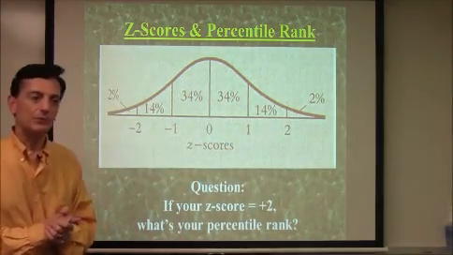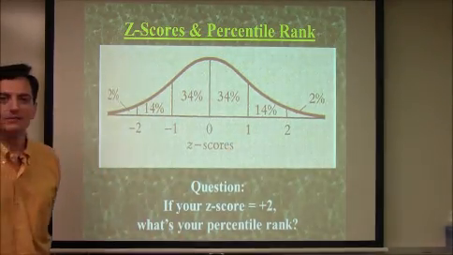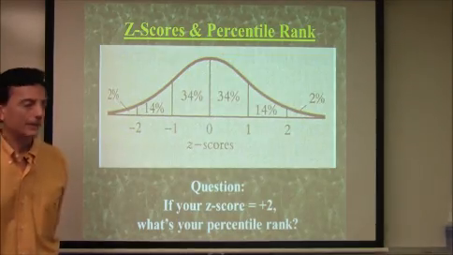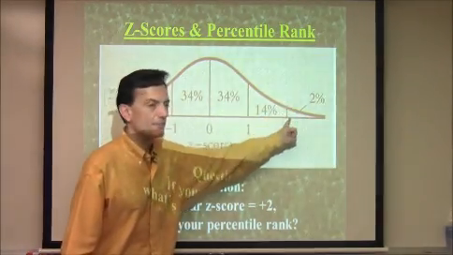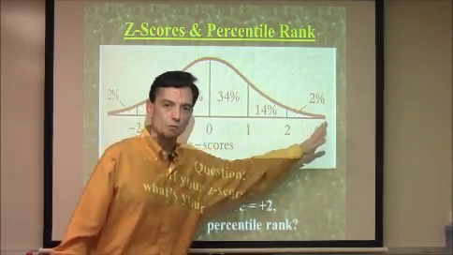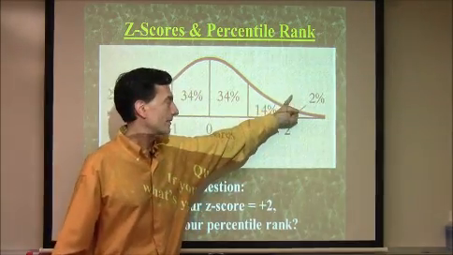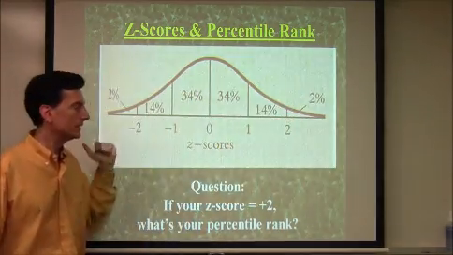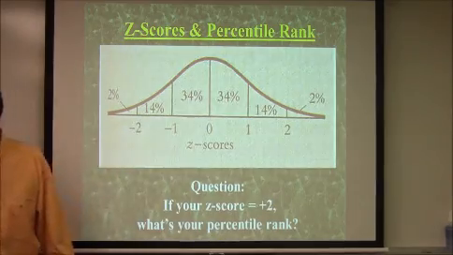We'll let you think that one through. What percentile rank are we at? Okay, hopefully you can see that we're at the 98th percentile, and just 2% of the scores would be higher than that. 98% of the scores are at or below the z-score of positive 2.